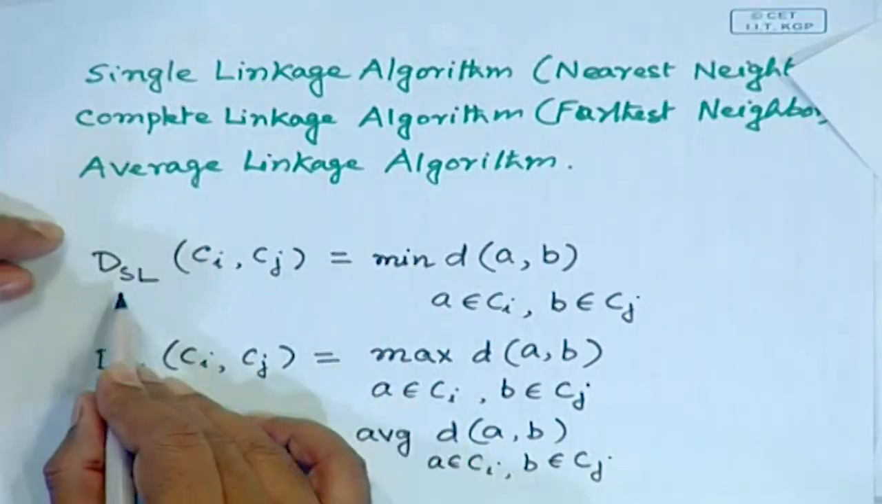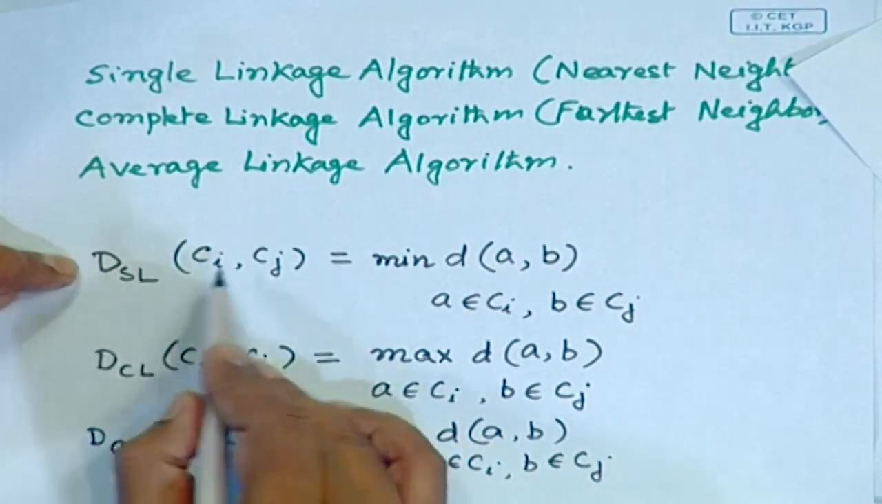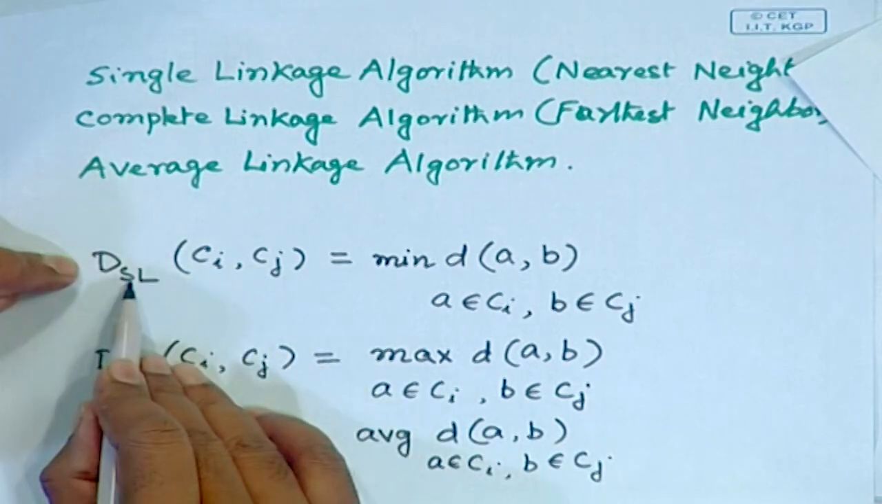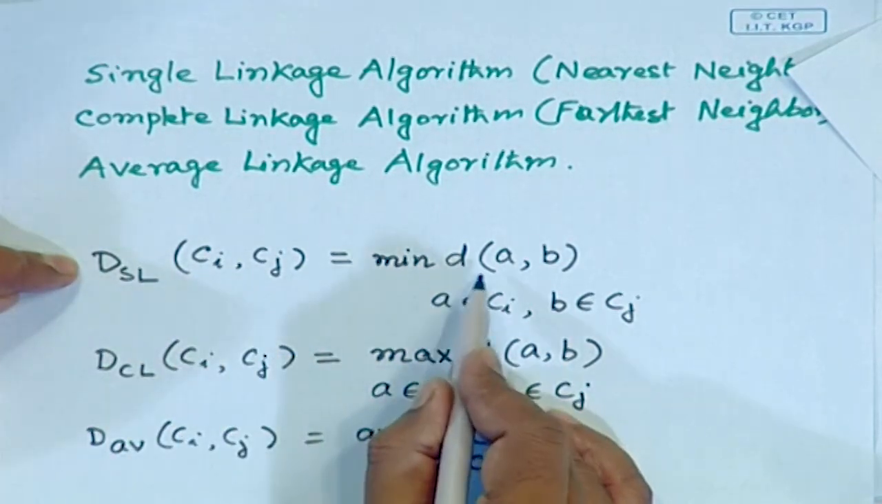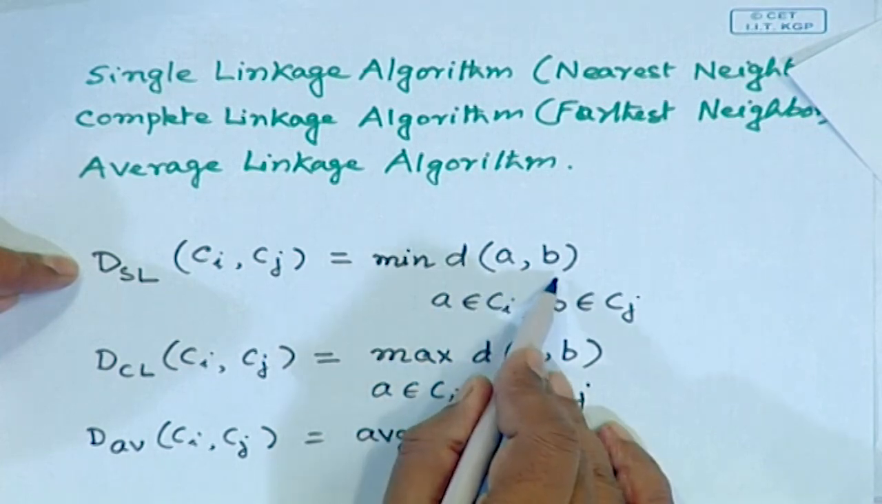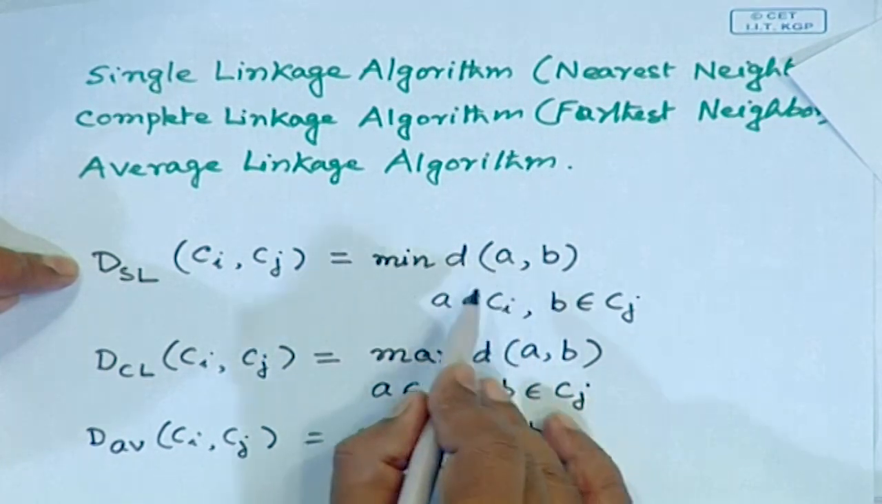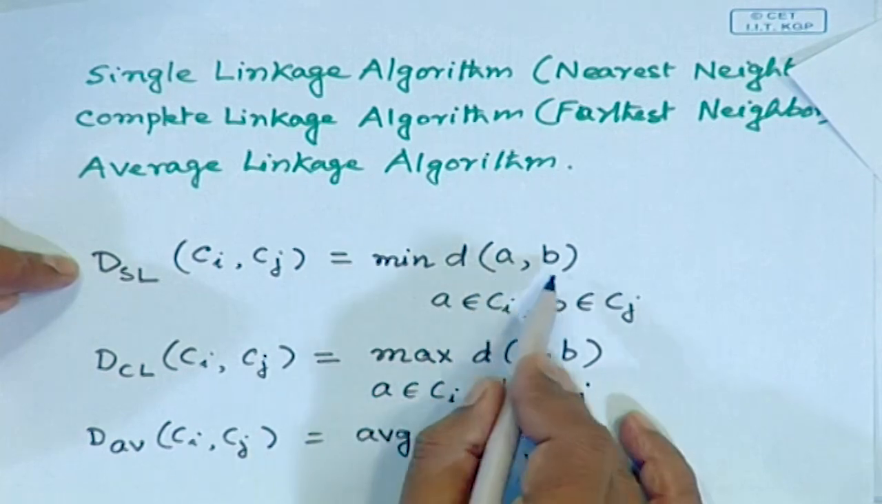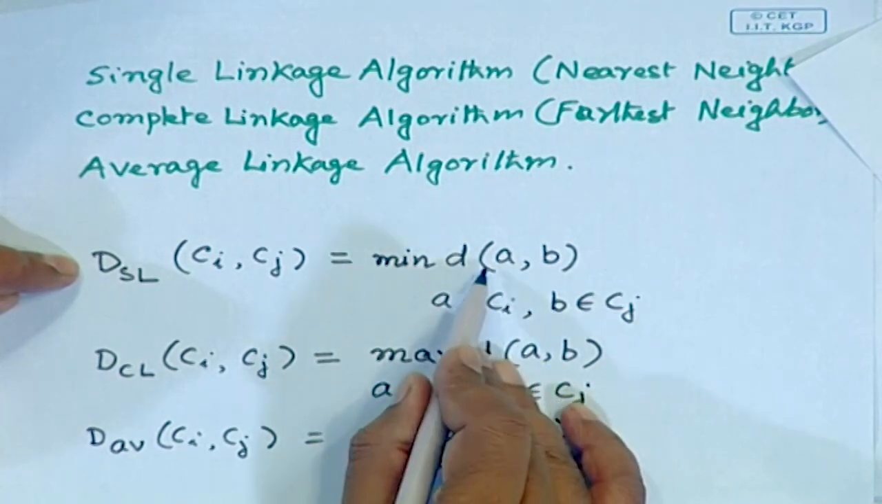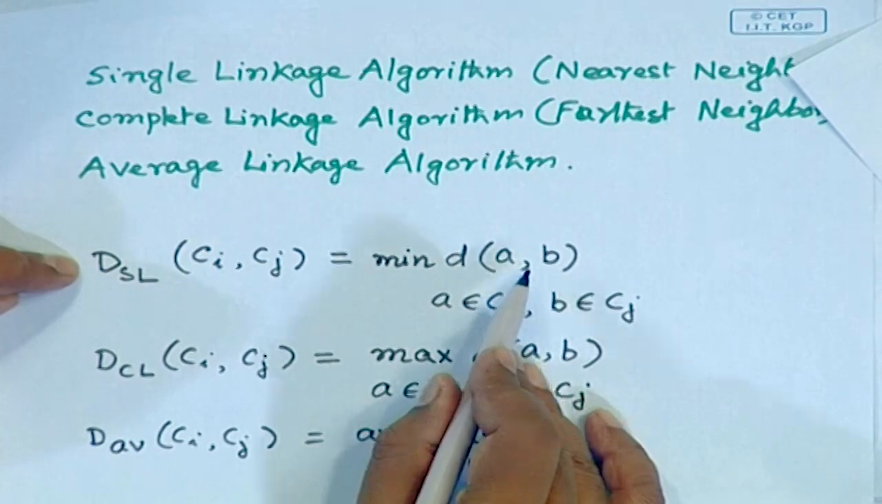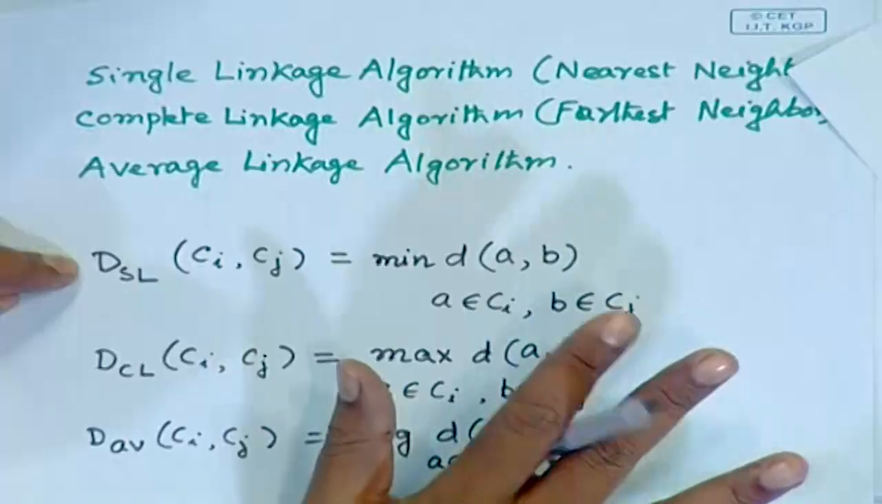Come to this definition. What is the single linkage distance between Ci and Cj? The single linkage distance between Ci and Cj is the minimum of this pair of distances. I have to take one feature vector from cluster i, the other feature vector from cluster j, and find the distance. I have to do this for every pair of feature vectors, with one taken from cluster i, the other one taken from cluster j. So, if I have k number of such pairs, I will have k number of such distances.